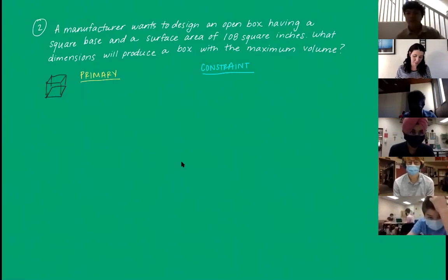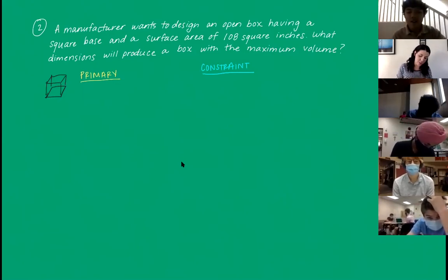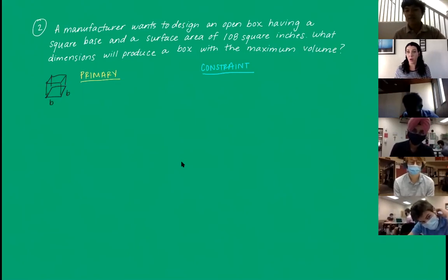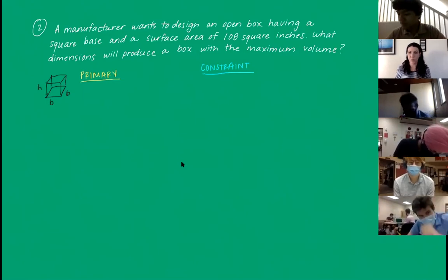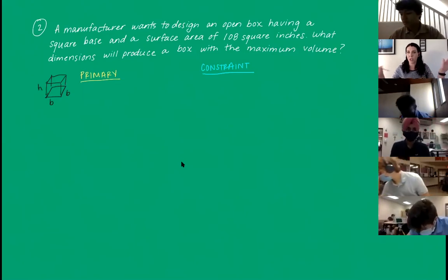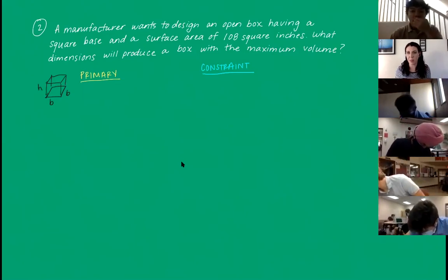Okay, so pause really quick. Let's make sure we're all on the same page. What I sent out as a message was that we're going to call the base B. So those sides of that base are going to each be called B, and then the height is going to be called H, just so that we're all on the same page. It doesn't really matter if you call it X or Y, but I just want all of us to be solving for the same thing right now.